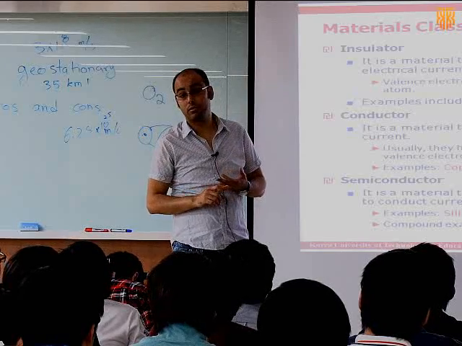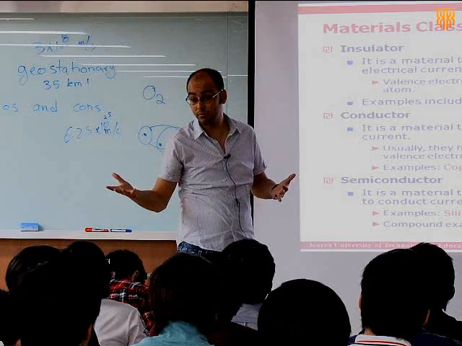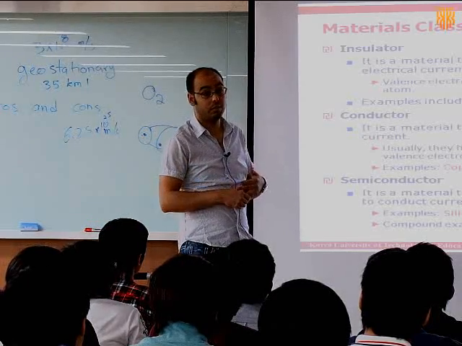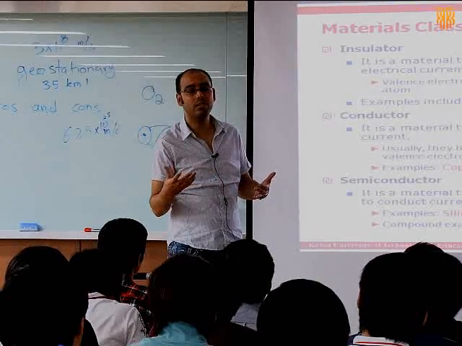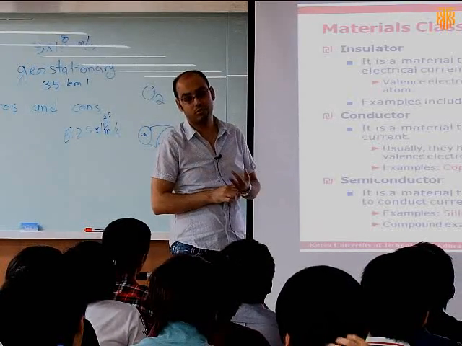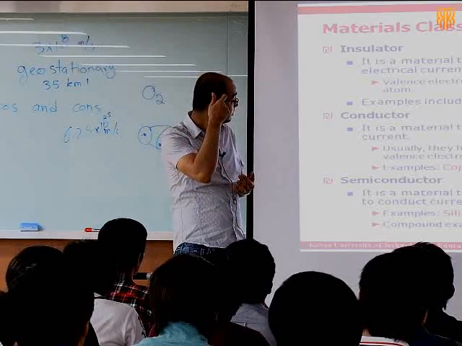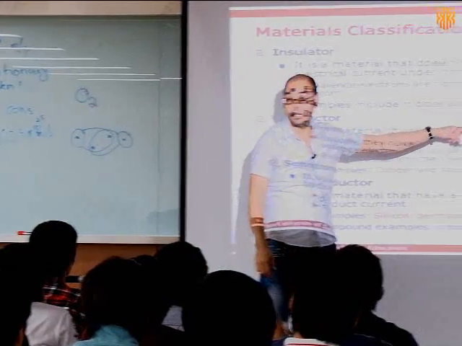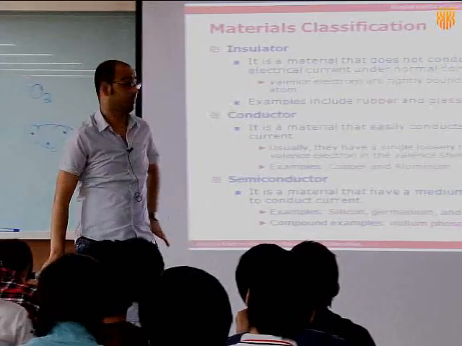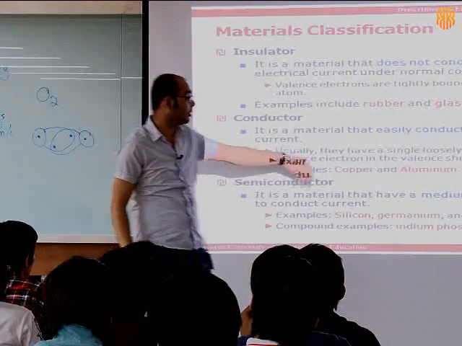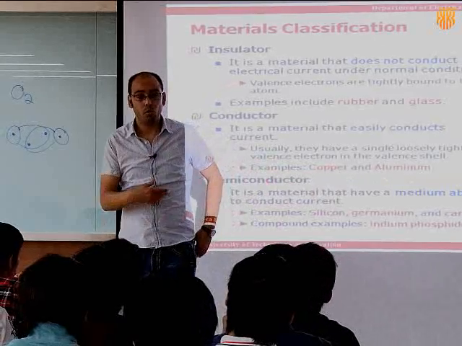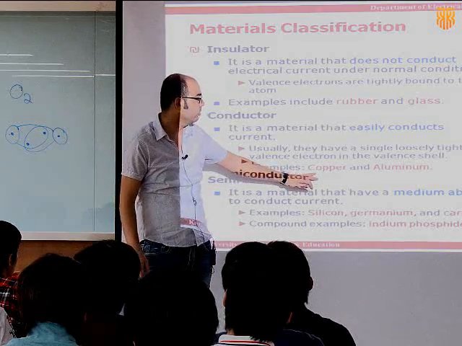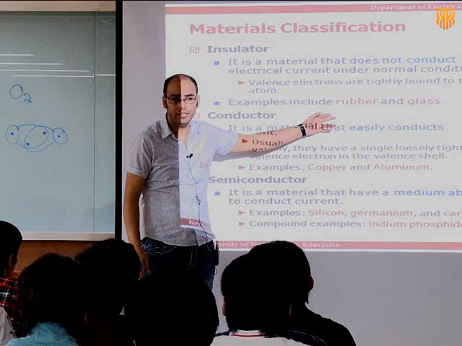It does not conduct, and material which conducts, like the metals. Okay? The metals, they conduct. And usually they have one electron in the valence shell. So the insulators which don't conduct, like rubber or glass or wood. And conductors are like copper or aluminum. Okay, why is it a conductor? Why is copper a conductor and rubber is not? Why?